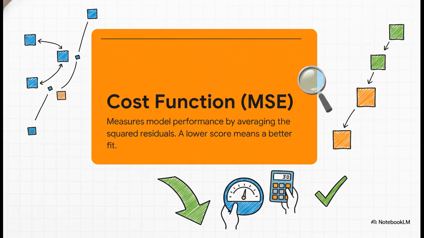Now, to get a single grade for the entire line, we use what's called a cost function. The most common one is mean squared error. The machine basically takes every single one of those residuals, squares them, which just makes them all positive and punishes bigger errors more, and then finds the average. That gives us one number, one final score. The lower that score, the better our line is.